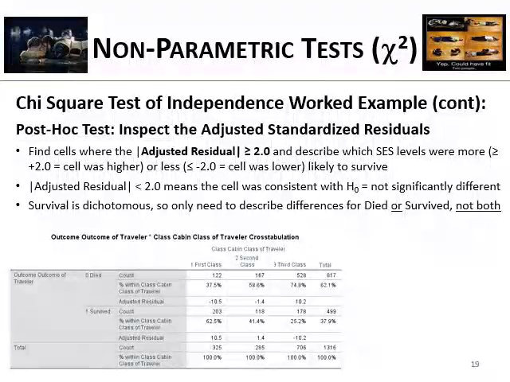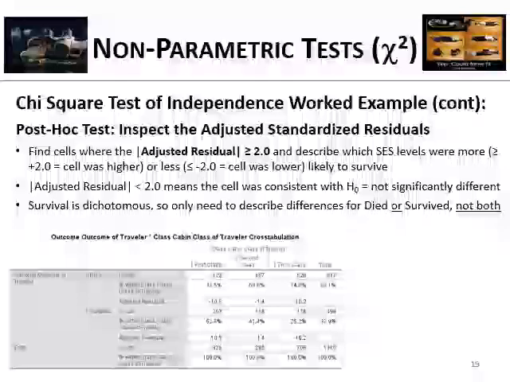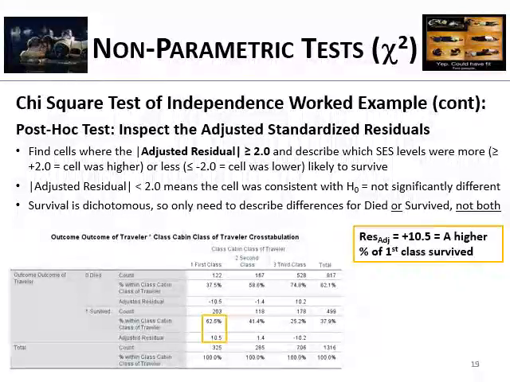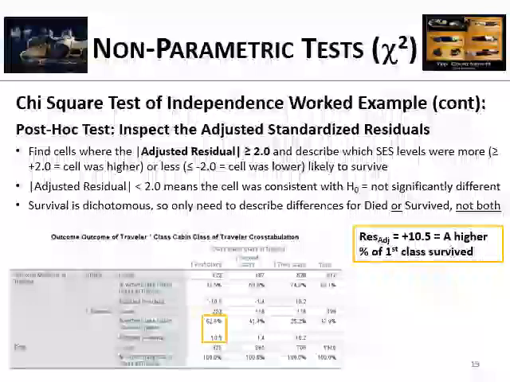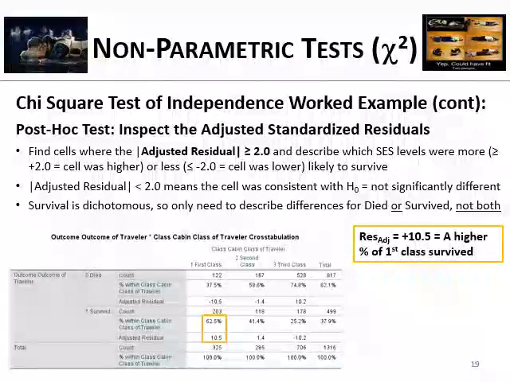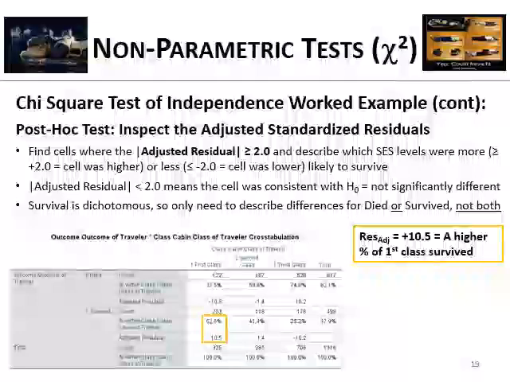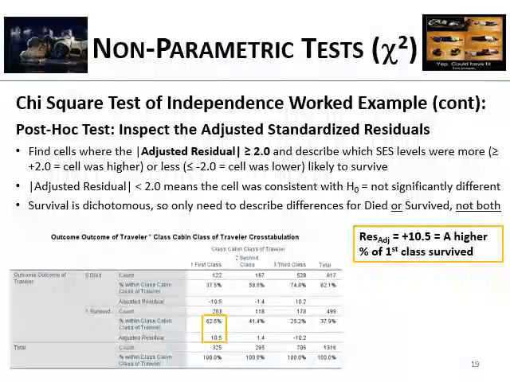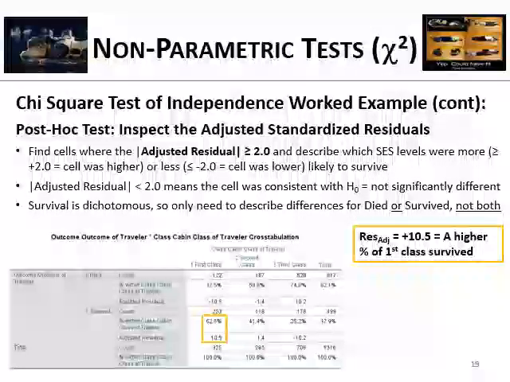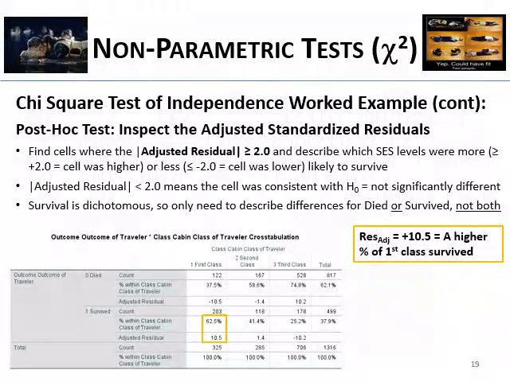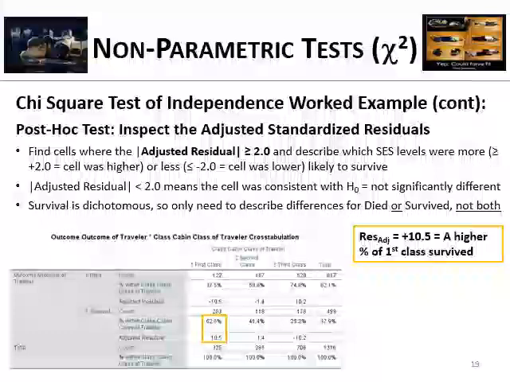And so you've got to pick one side here. You want to talk about differences in people dying or differences in people surviving, but you don't want to do both because they're the flip side of each other. Among the first class passengers, we have an adjusted residual that's 10.5. So it's bigger than 2, right? So there was a higher number of people in that cell than would have been expected if survival and SES were not related. 62.5% of them survived.